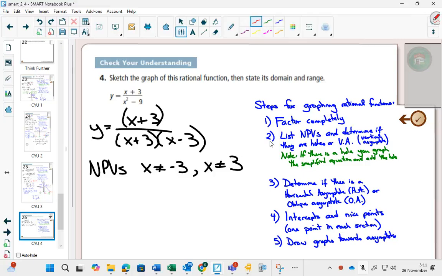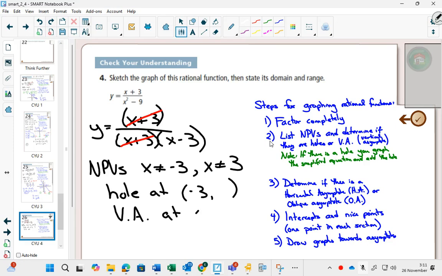This is interesting because the x plus 3 cancels out. That means we're going to have a hole at -3, comma something. But the other one doesn't cancel out. That leaves a vertical asymptote at x equals 3.